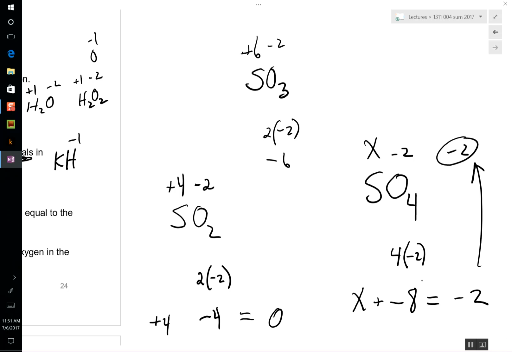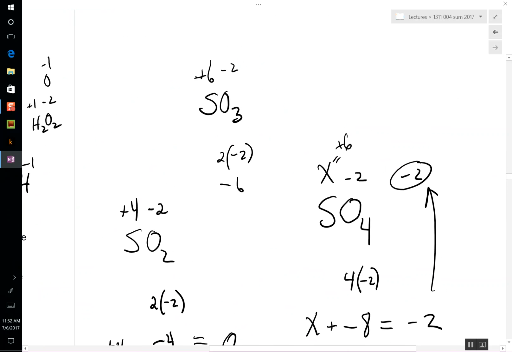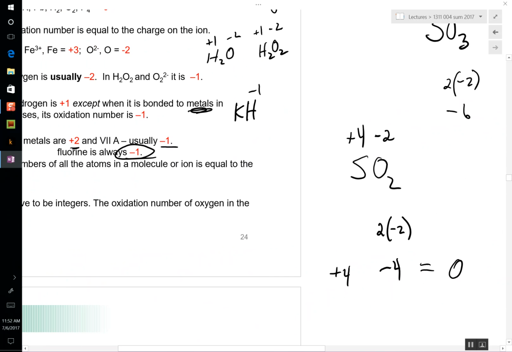So X equals plus 6. Because here's what this says here. The sum of the oxidation numbers of all the atoms in an ion is equal to the charge on the ion. All right? So if the ion has a charge, then the total oxidation numbers have to add up to the charge of that ion. So that sulfur is a +6 sulfur. Okay? So that's how this works.